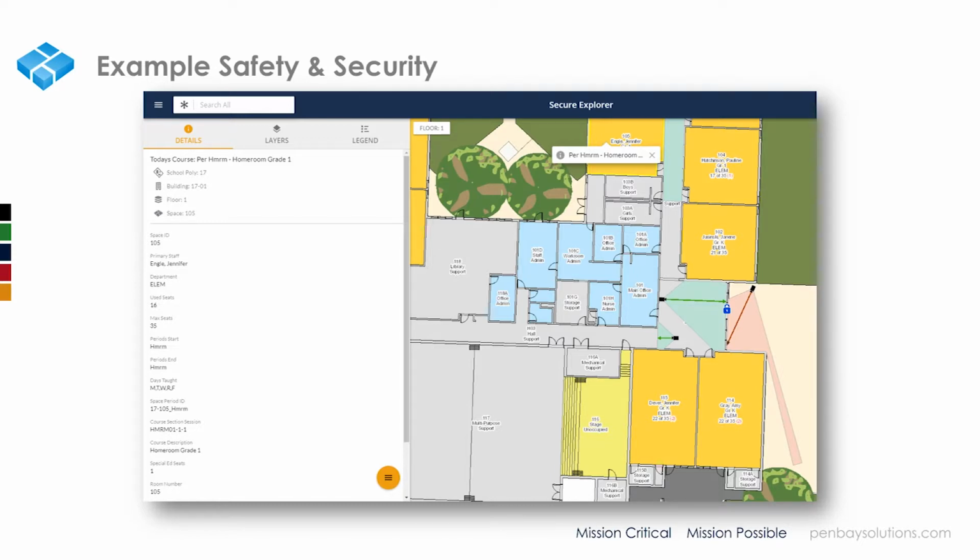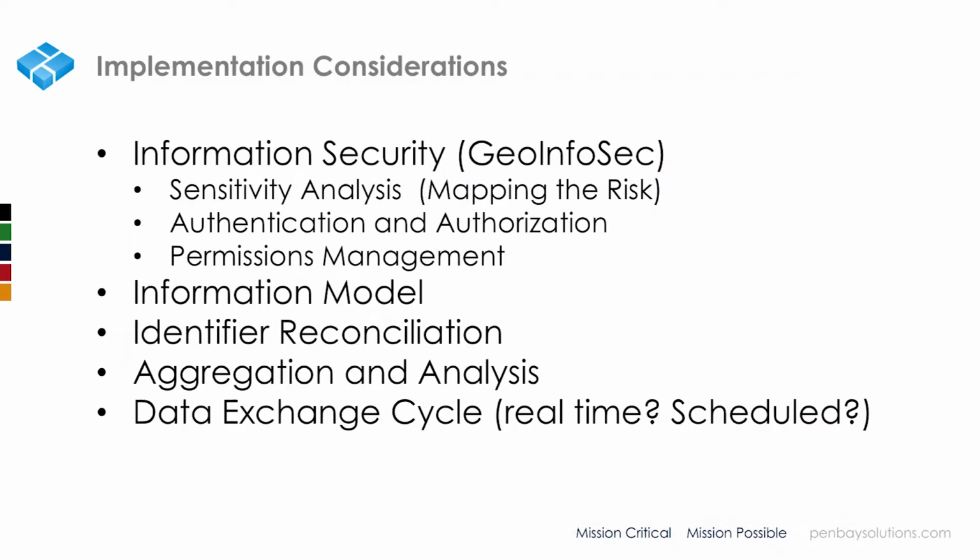Okay, so we've talked now about a lot of different examples of how to combine information from different sources into the map in a way to make it more useful. There are some patterns, some best practices that you should be aware of and think about if you're thinking this is something that you want to get involved with. First and foremost is information security.